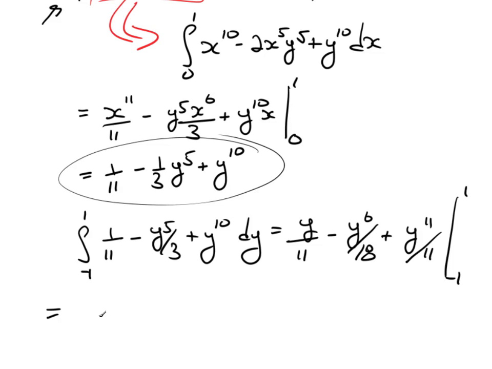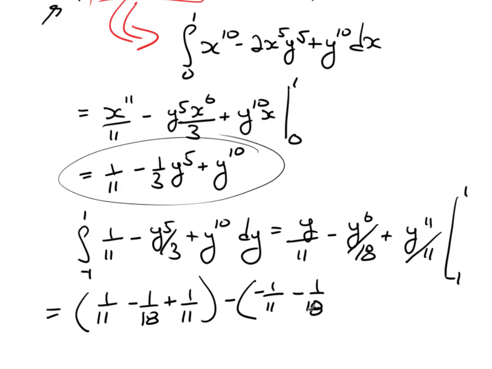So let's see, what do I get there? I will get, at 1, I'll get 1/11 minus 1/18 plus 1/11 minus, at a -1, I'll get -1 over 11 minus 1 over 18. This -1 to the 6 is going to be a positive, so that negative stays. Minus 1 over 11, because -1 to the 11th is -1, so I just put that negative there.